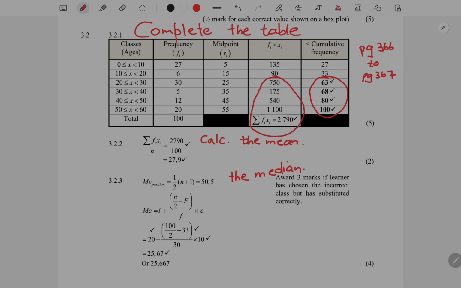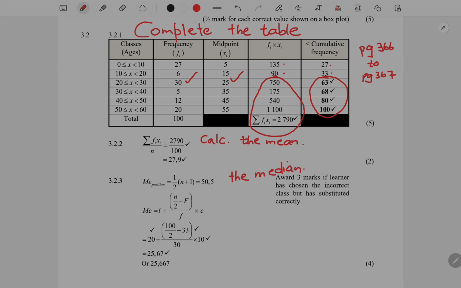And then the frequency will be given, the whole of this column will be given, and then the midpoint also will be given, and then 135 and 90 is given, and also 27 and 33 are also given. What is not given is what I have circled around.